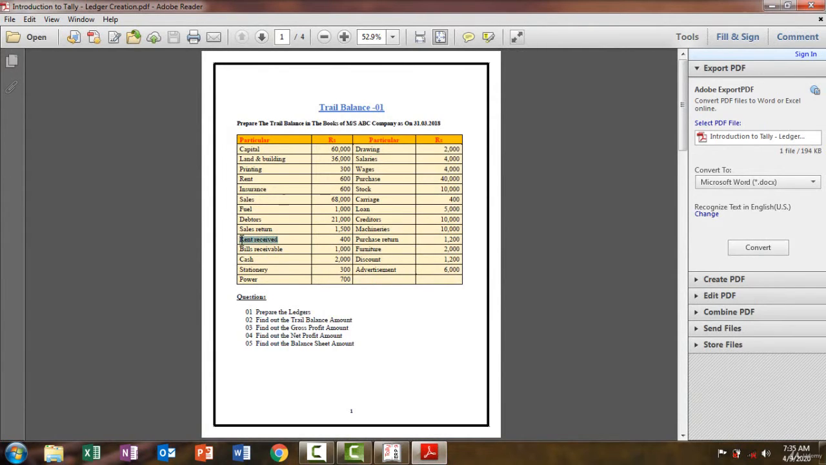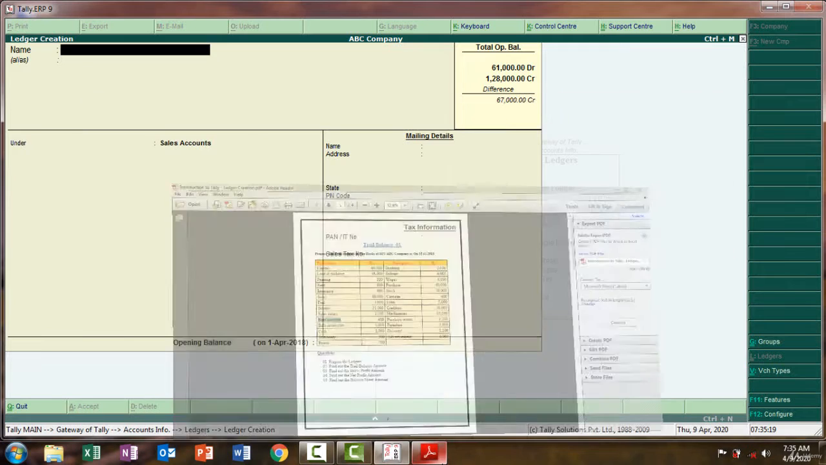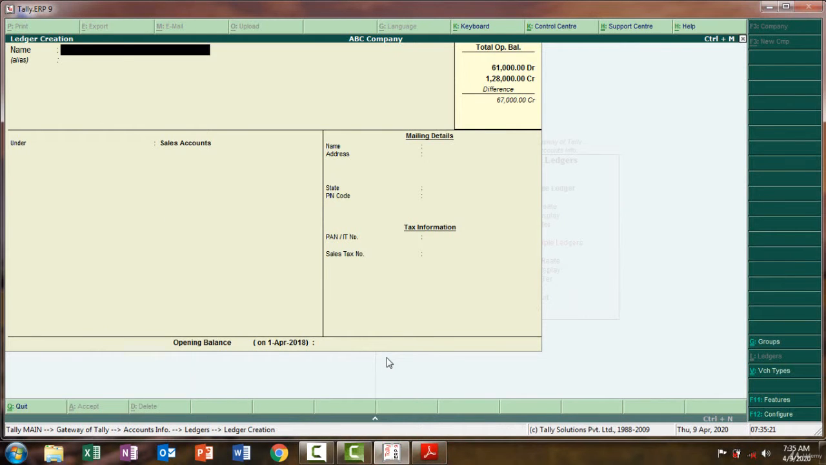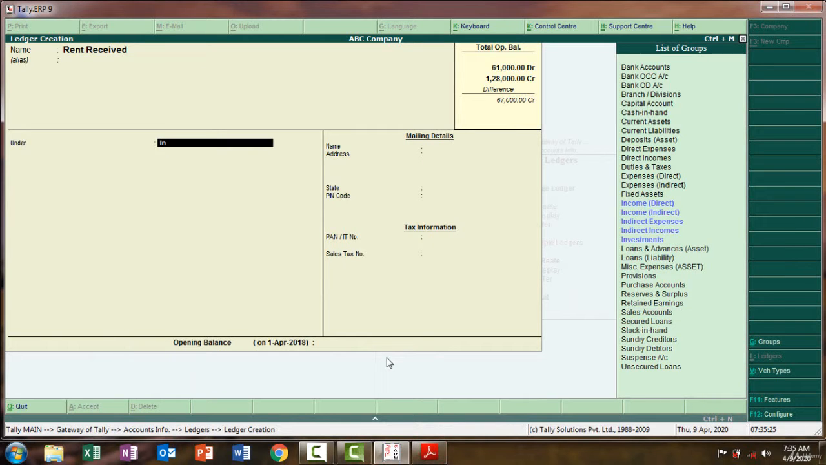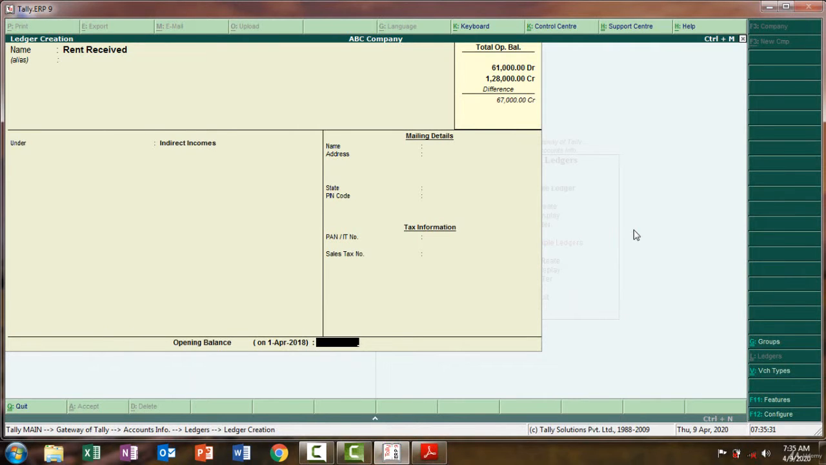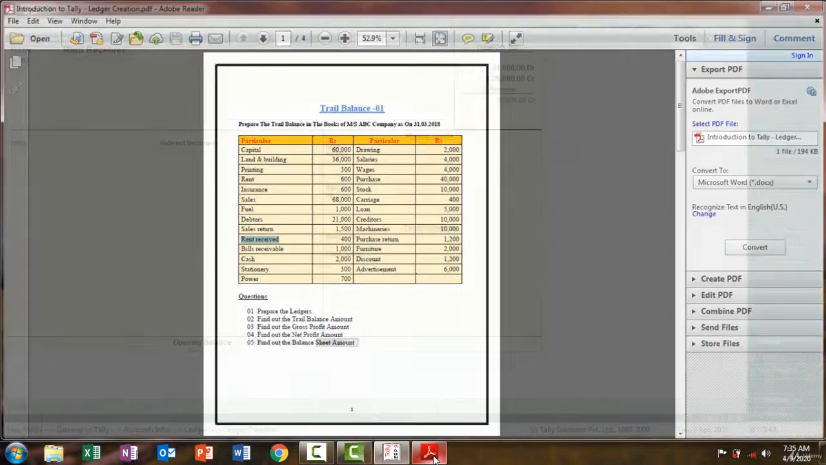The next one is rent received. Rent received is one of the incomes for our company, so I type rent received. It is indirect income because it is not our main income. Indirect income. The amount is 400. An income account is always credit, 400, correct? Yes.